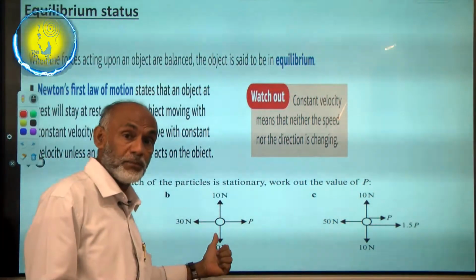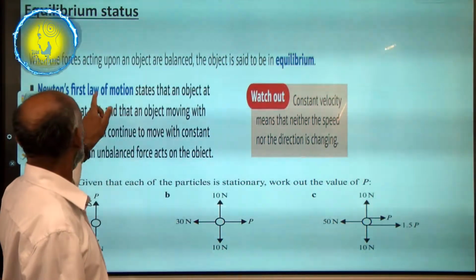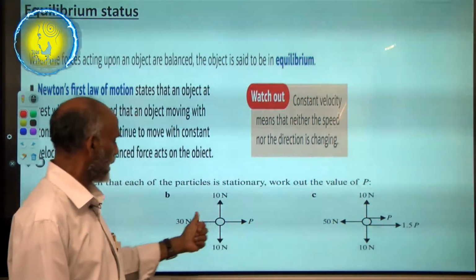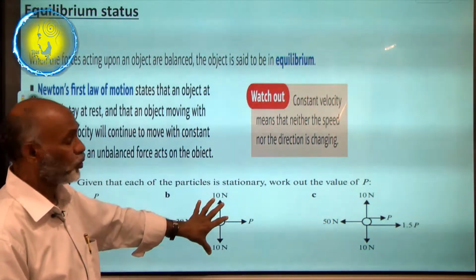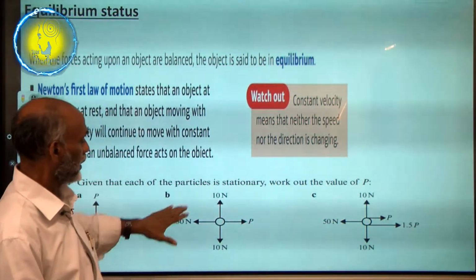Because it is not in motion, still we can apply the first law of motion. The force P equal to 30N. Because it doesn't move, no acceleration. Therefore, we can say P is equal to 30N, 10 is equal to 10.